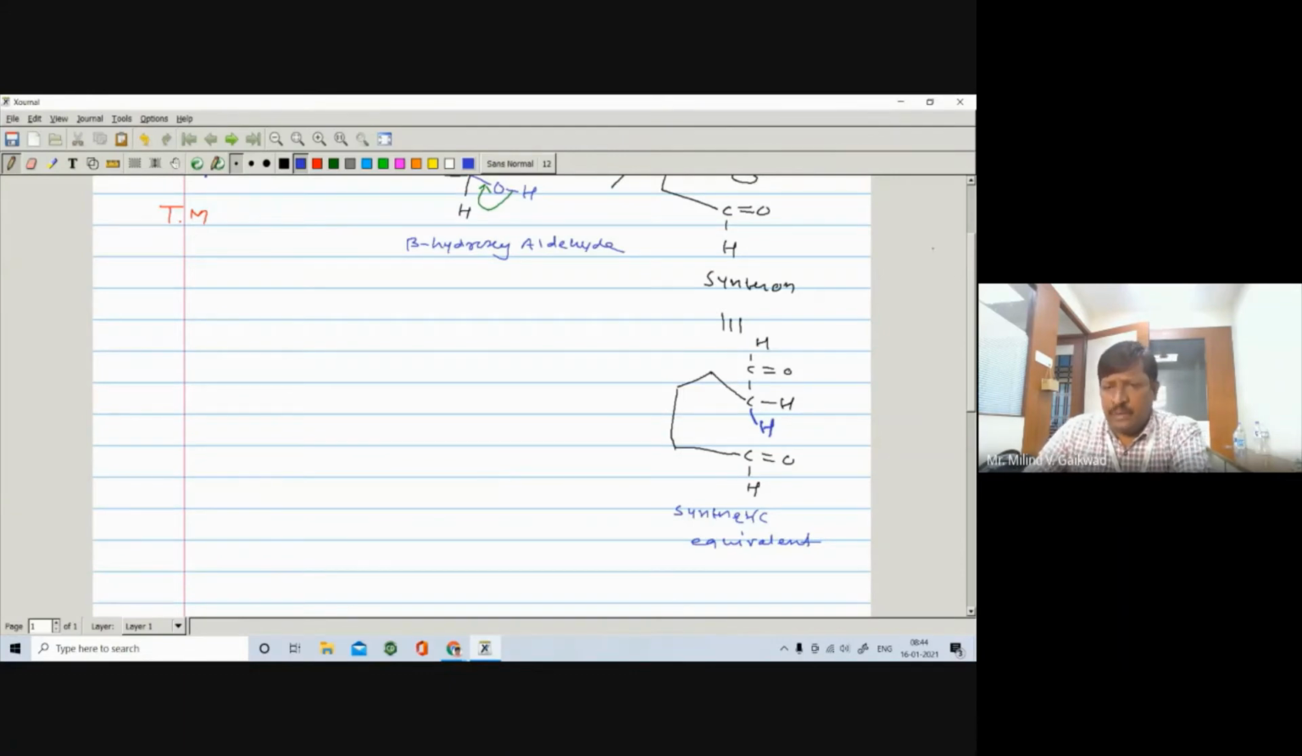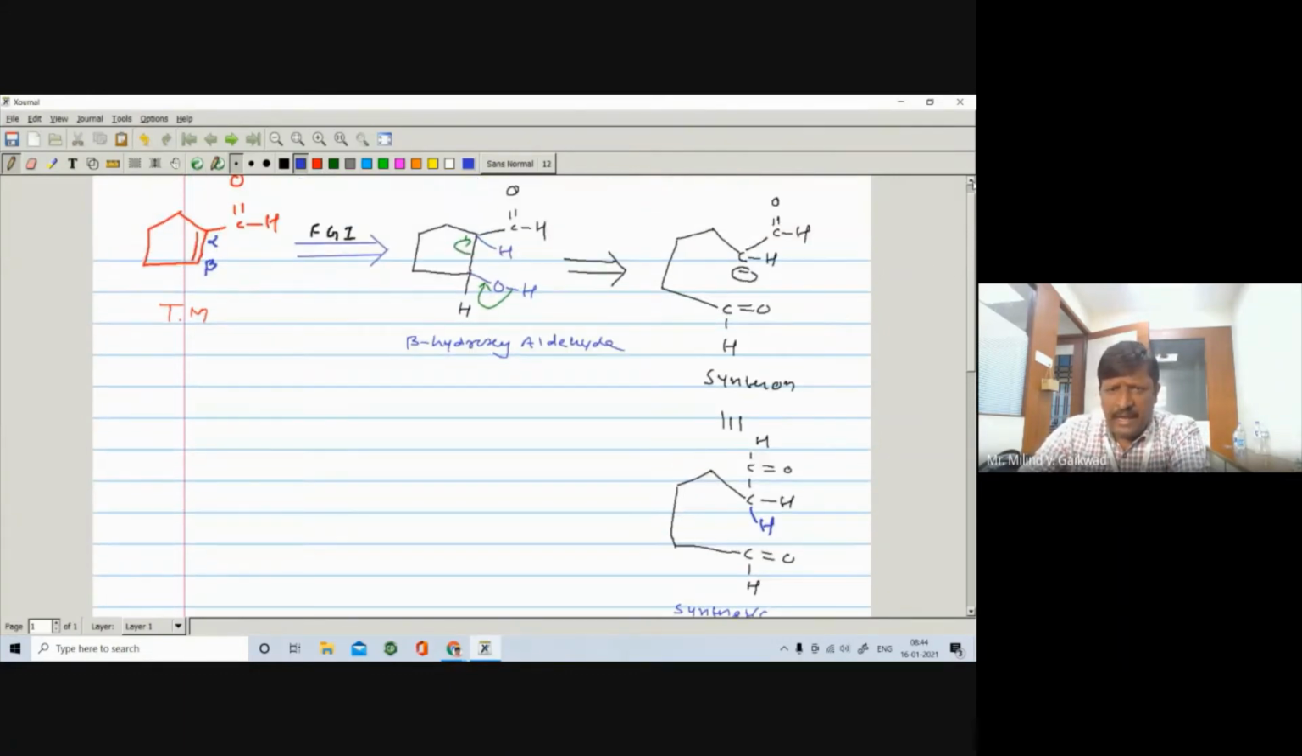So in this way you have to carry out the FGI and then the disconnection. Later on you have to write down the corresponding net reaction. So what is the net reaction? You have to write the net reaction in this way. A retrosynthetic analysis is the reverse of a chemical reaction. Now in the reverse way you have to write down the formation of the TM, the target molecule.